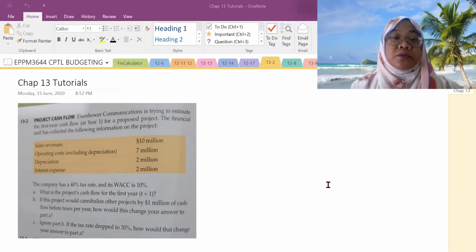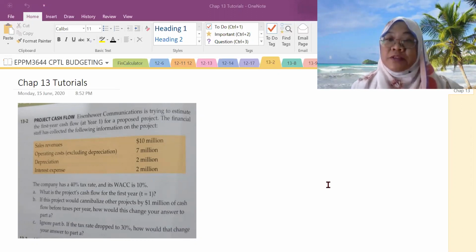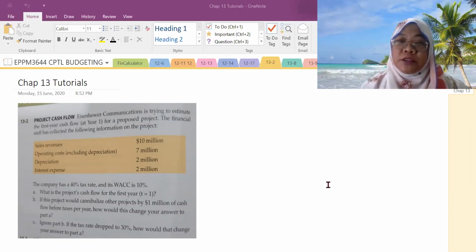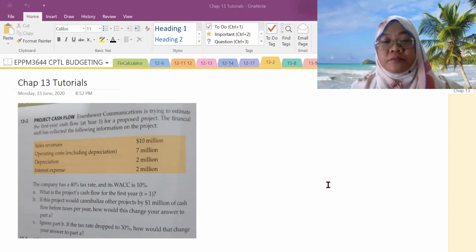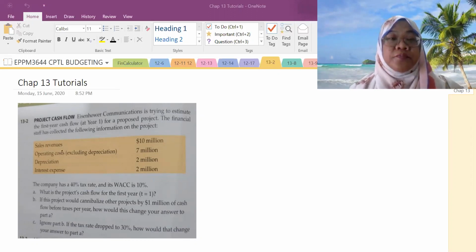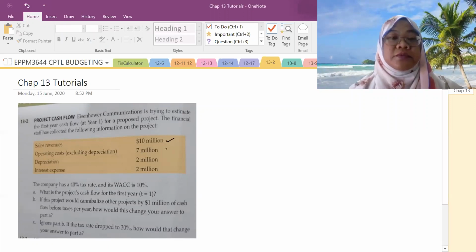Dia sebut kat situ, at year 1 for a proposed project, the financial staff has collected the following information on the project. So ambil masa untuk fahamkan dulu soalan ini. Okay, so dekat situ maklumat yang diberikan ya, termasuk sales revenue, kemudian operating cost, excluding depreciation.